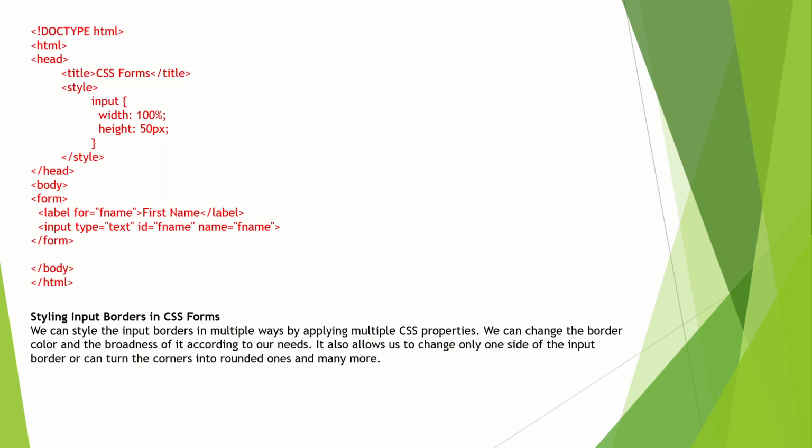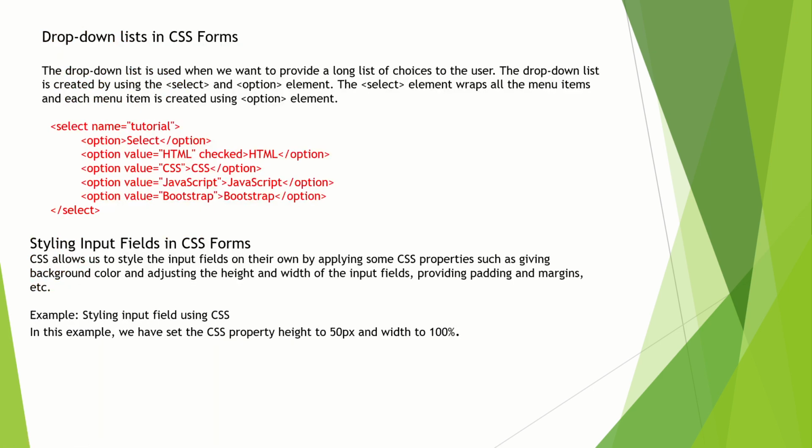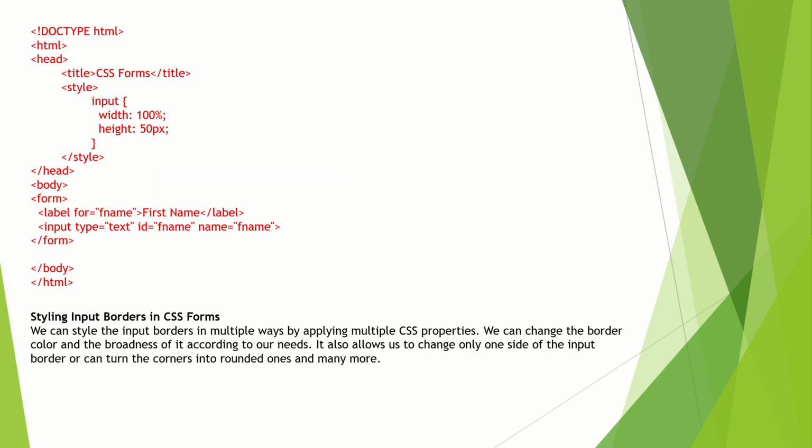Here is the syntax. As I said, we can change the background color, width, height, and everything for all the input that is given by the user according to his wish. The background color, height, width, padding, and margins, everything will be given here. This is the syntax for styling the input field in the CSS form.